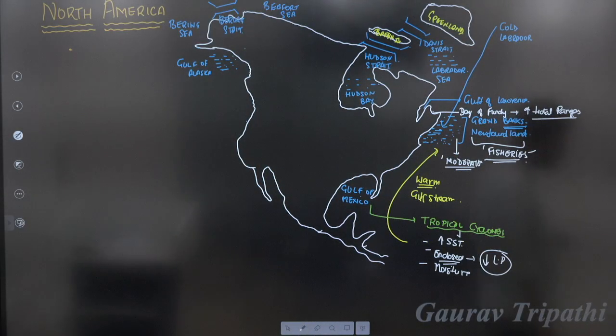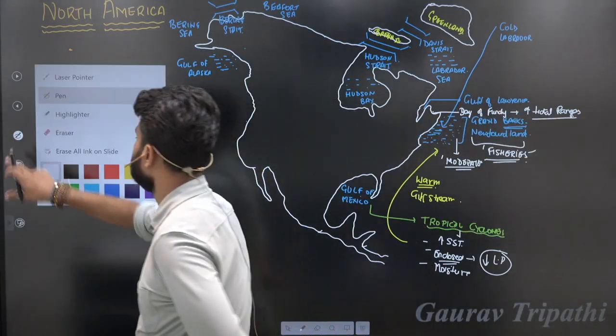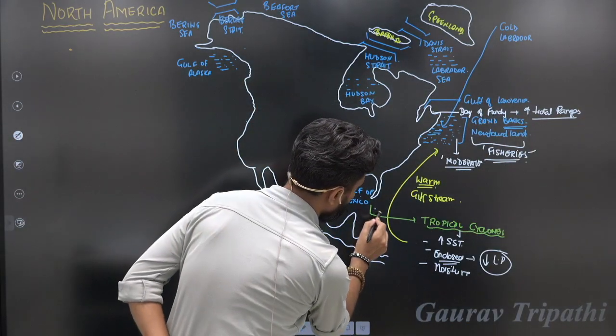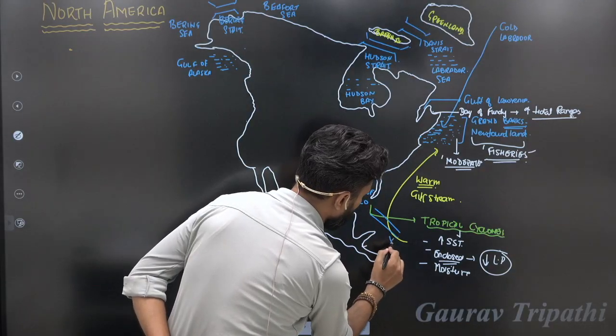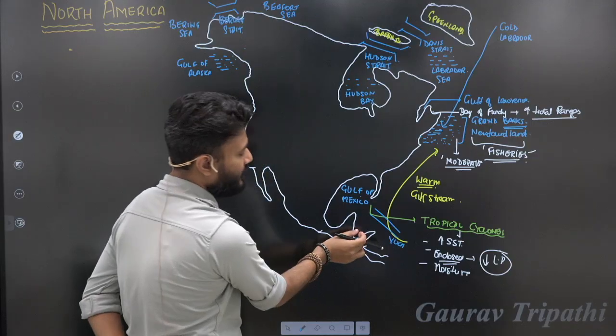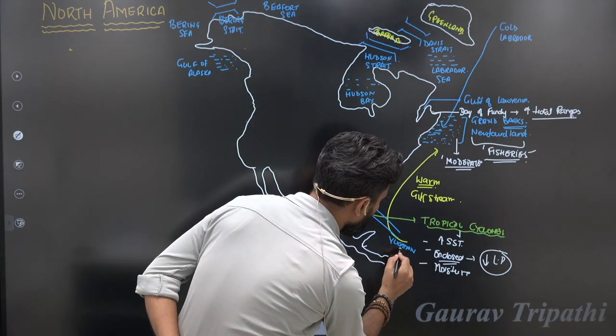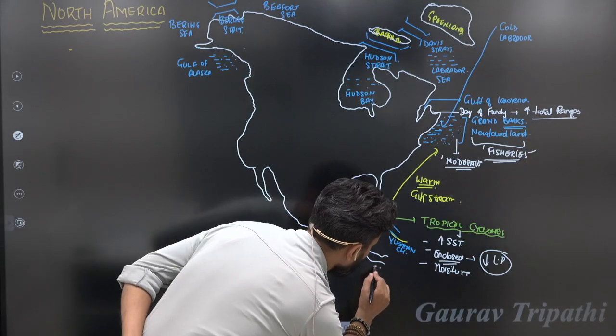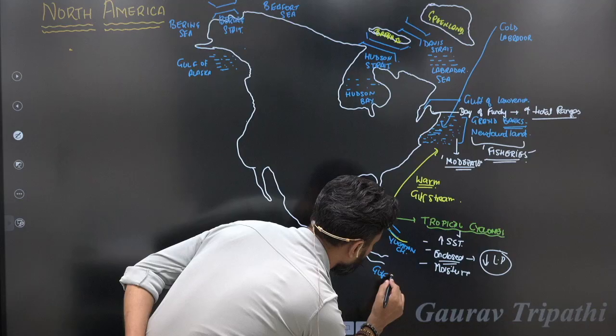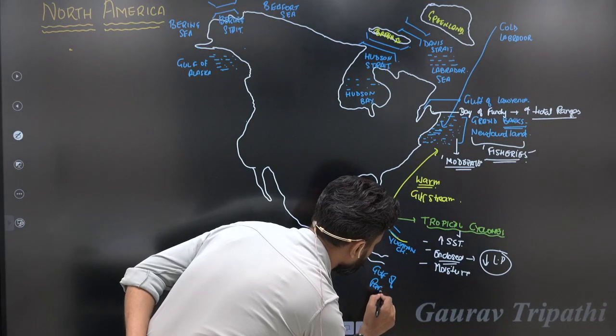Is it fine? South of Gulf of Mexico lies the Yucatan Channel. Okay. Here, this portion. Here you have Yucatan Channel, because this area is known as Yucatan Peninsula. Okay, so here you have Yucatan Channel. Here you have Gulf of Panama.